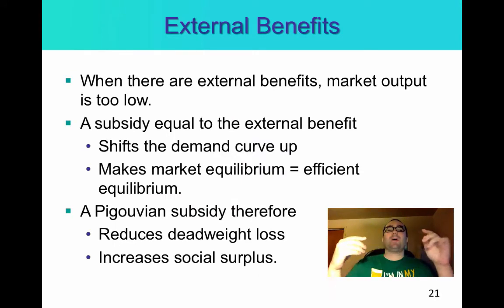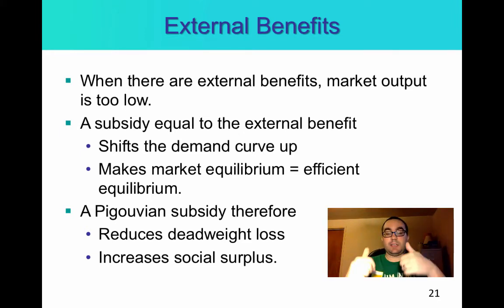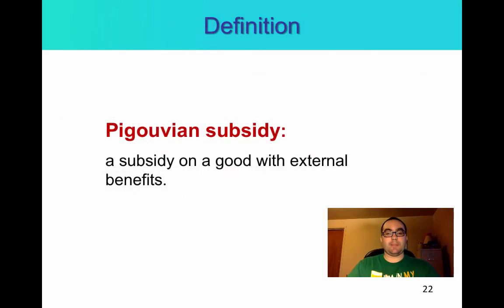So when there are external benefits, market outputs are too low. So a lot of people try to figure out a subsidy that helps equal that external benefit. That'll shift the demand curve and provides an efficient equilibrium. This subsidy, which is called a Pigouvian subsidy, it reduces deadweight loss and increases social surplus. It's actually a good thing. Okay? So it's a subsidy on a good with an external benefit. Hope that makes sense.